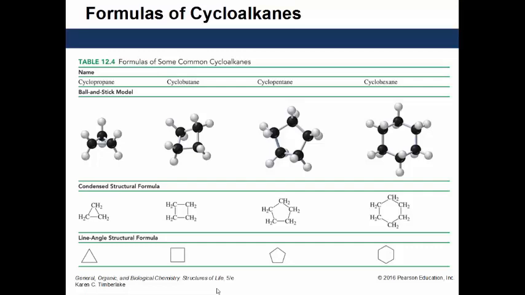If you're drawing the line angle formulas, you just write a standard triangle because it forms a triangular shaped compound. For cyclobutane, it has four sides to it, so it looks like a square. And the way you would draw it is literally a square for the line angle formula. Cyclopentane, penta means five. There are going to be five sides to it. You're drawing a pentagon. And cyclohexane, you have six sides, so you draw a hexagon. All of these are the same thing. Multiple ways to represent exactly the same compound.